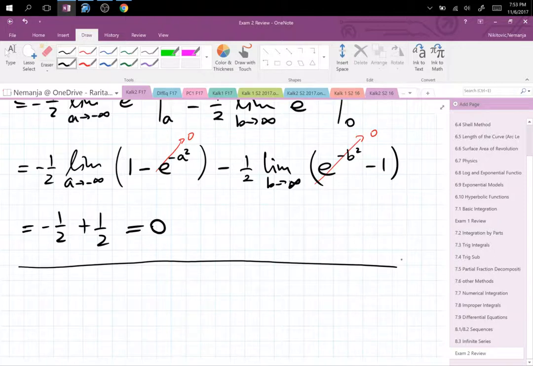Anything else? So the final answer is 0 for them? Mm-hmm. No C? Converges to 0? Yeah, it converges to 0. Yes. 7.4, number 35.